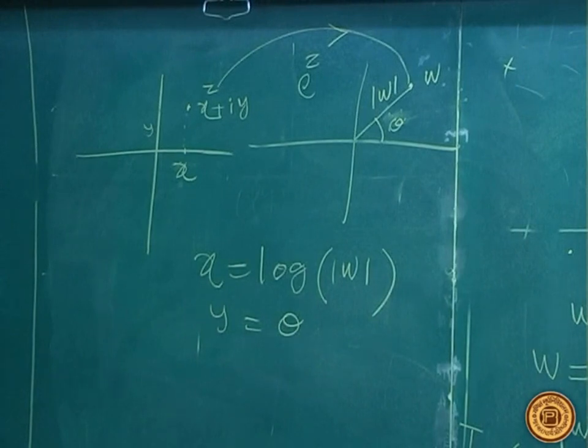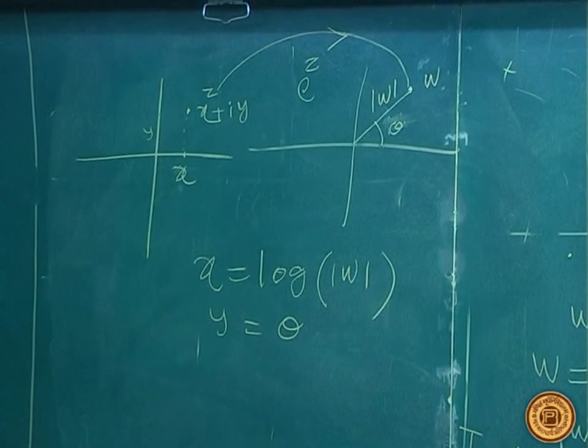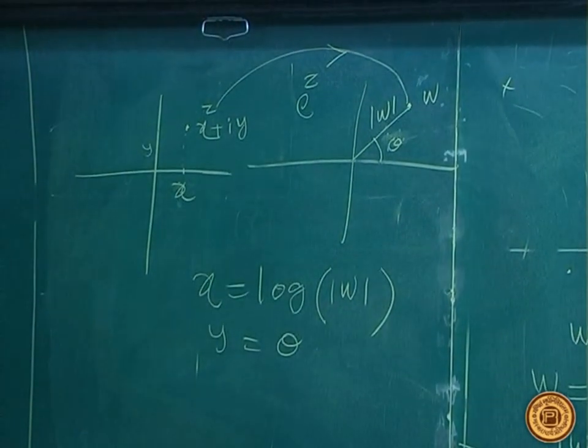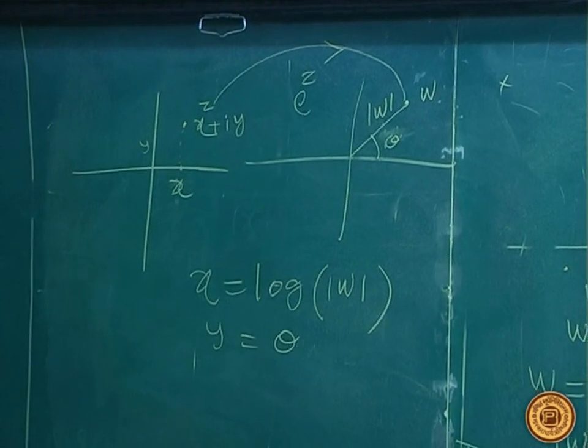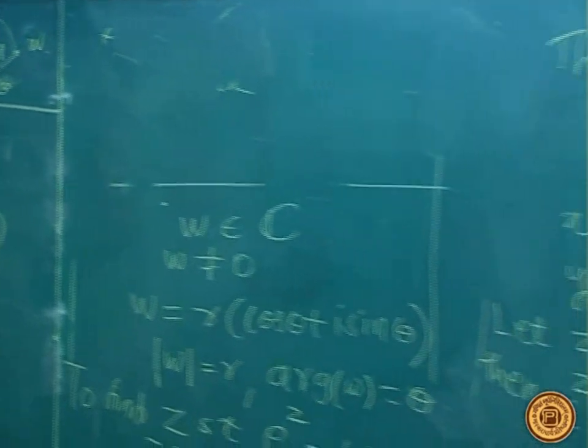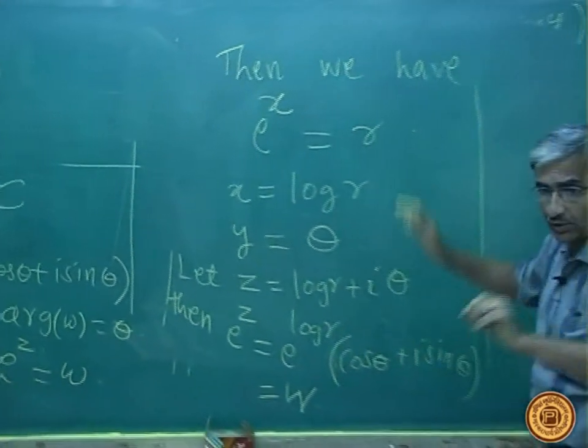Remember that the exponential function of a real variable does not take negative values, but this e to the power z will take negative values also. It takes all complex numbers except for 0. It takes all the complex numbers.